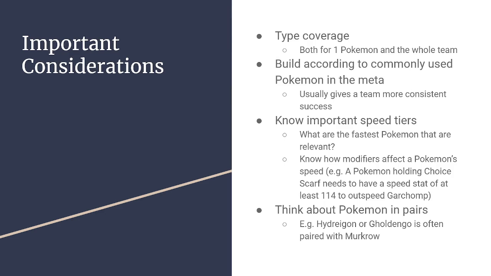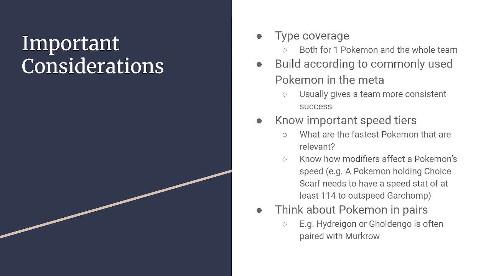Another one, knowing your speed tiers. Speed tiers are so important, especially if you're doing single battles, but since we're talking double battles, they're still important. In double battles, one of the important things is knowing how modifiers affect things and knowing specific speed stats. For example, if you're running a Pokemon with Choice Scarf, to outspeed Garchomp with a Choice Scarf, you need at least a speed stat of 114. So knowing that stuff's really helpful. And then of course knowing which fast Pokemon are relevant, and knowing those modifiers and all that. So it's really important to become familiar with that for any given format.